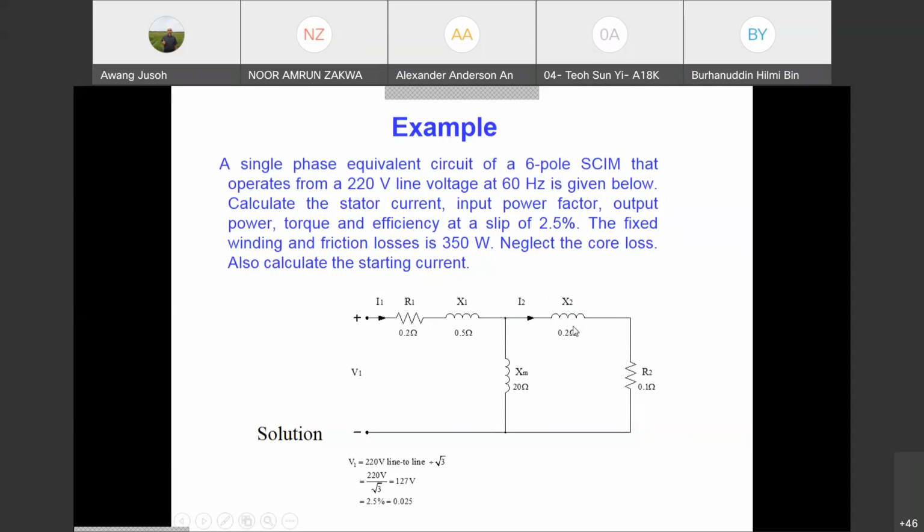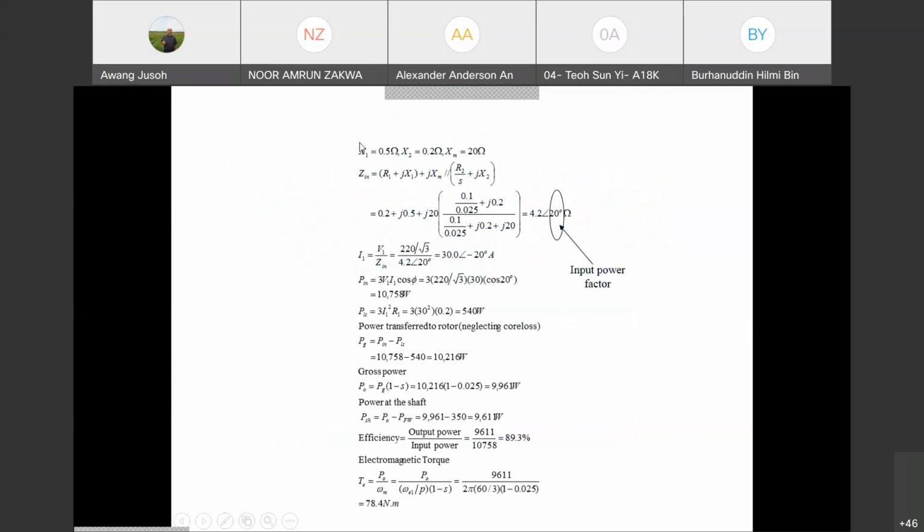So where there is an inductor, there is J. So R2 over S in series with JX2 and parallel with JXM, then series with this one. You have to do it with S equal to 0.025. Here there must be R2 over S. Don't miss it. Then simplify and you get Z total. With S equal to 0.025, you find the value of Z equal to 4.2 at an angle of 20 degrees.